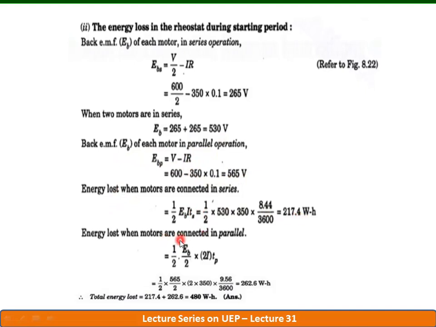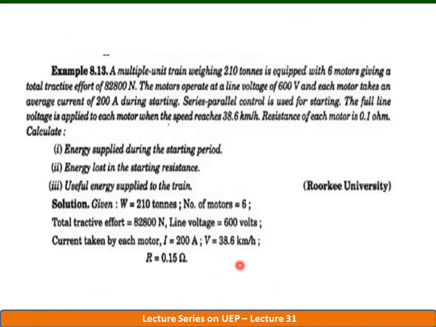Energy lost when motors are connected in parallel, it's half EB by 2. The voltage taken is EB by 2 and current taken is 2I into TP. After substituting all the values, we get 262.6 watt hours.